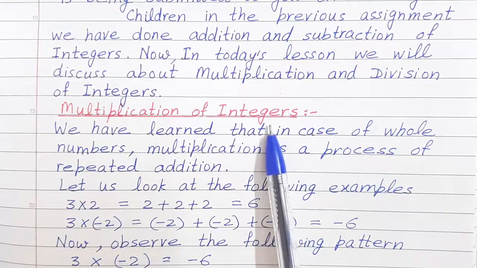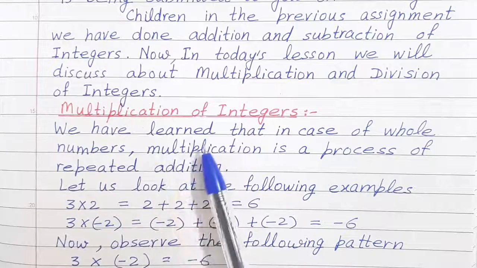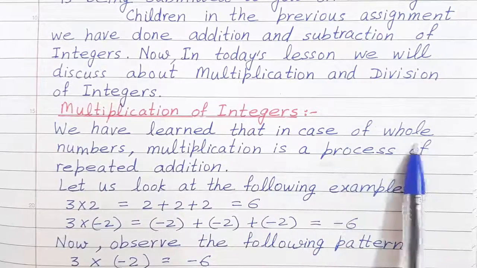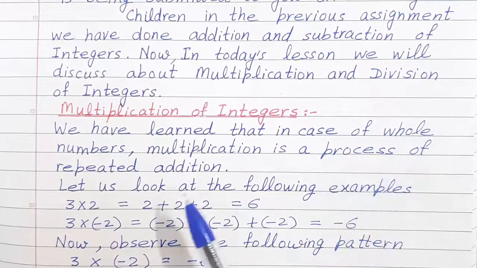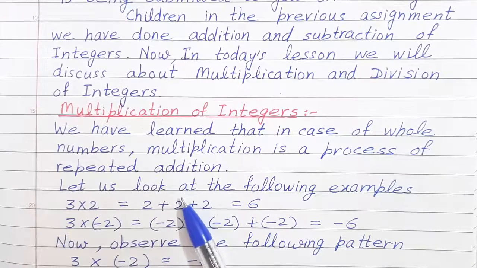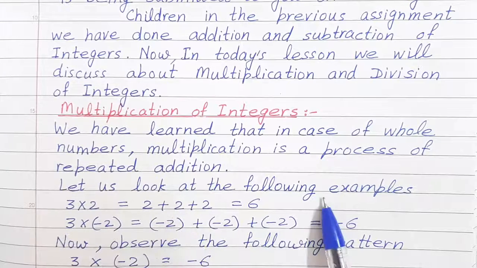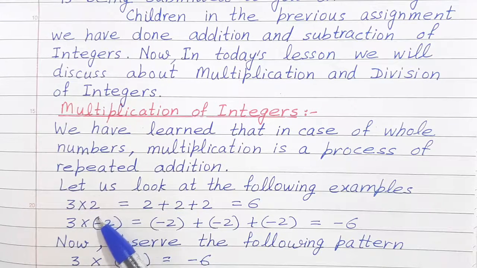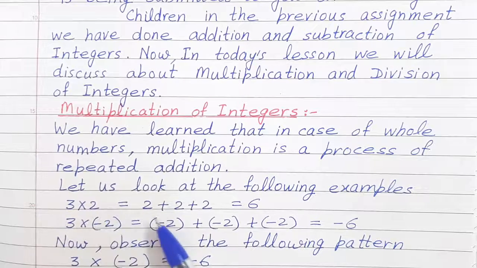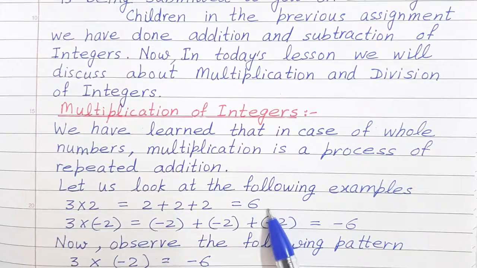Multiplication of integers. We have learned that in case of whole numbers, multiplication is a process of repeated addition. Right? Let us look at the following examples. 3 into 2. Now 3 2s are, we know that it is 6. 2 is 3 times. We have to add 2 three times. That is 2 plus 2 plus 2, that is 6.